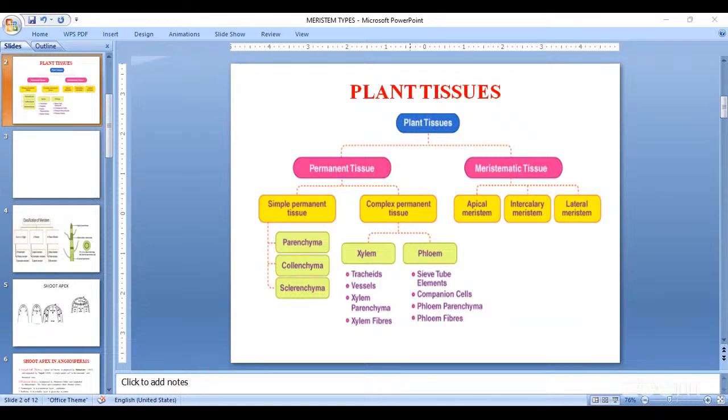Let's see first of all how tissues are formed. Mainly in anatomy, we focus on tissue, right? Study of tissues: a tissue is made up of a group of cells. And if you take, for example, let me take a sketch.